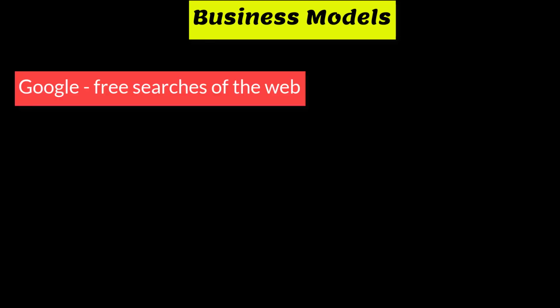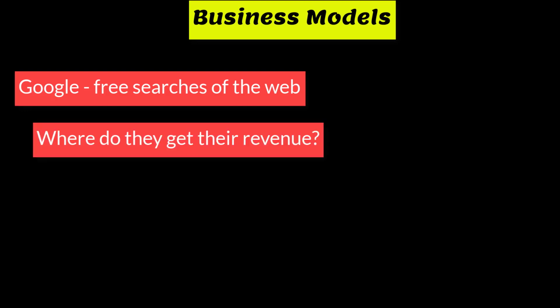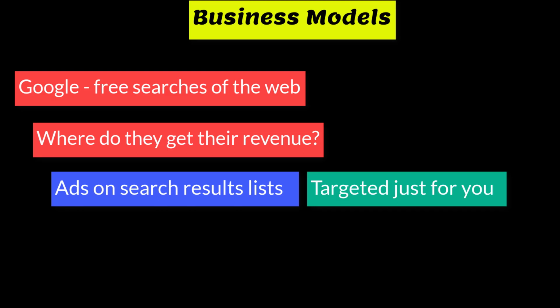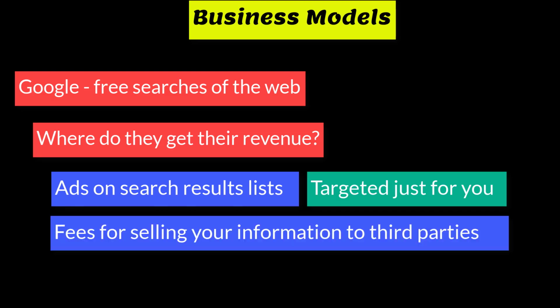Someone pointed out, if you're not sure what the product is, it's you. For example, Google offers free searches of the web, and they do a terrific job at it. But where do they get their revenue? Well, first, from ads on their site, especially ads targeted to your tastes based on what they see you searching for. And second, fees they get for selling the information they've gathered about you to third parties. So those organizations can send ads your way if you look like a good prospect for their product.